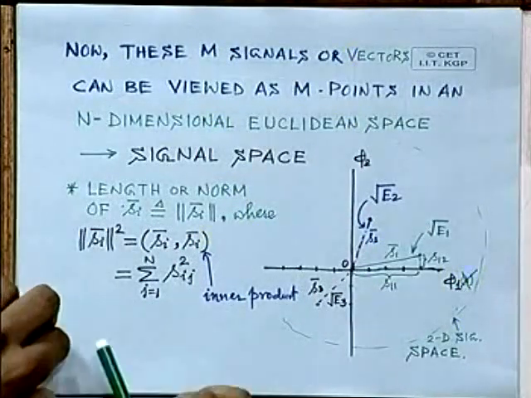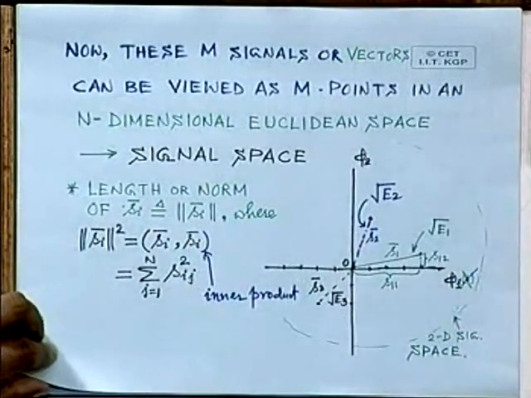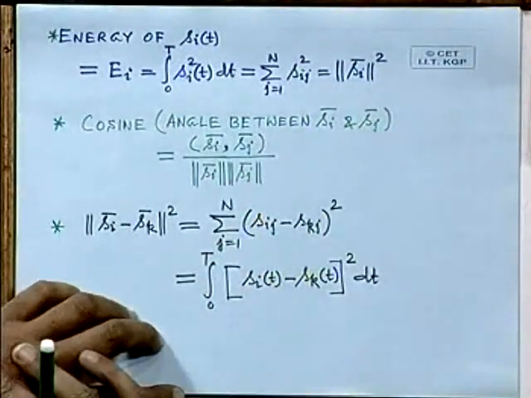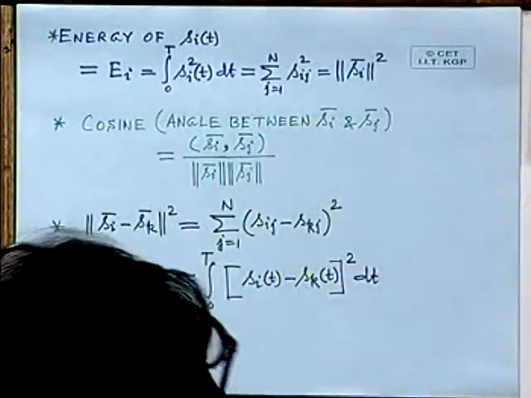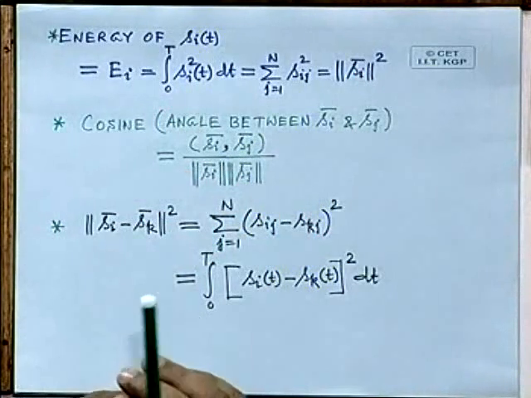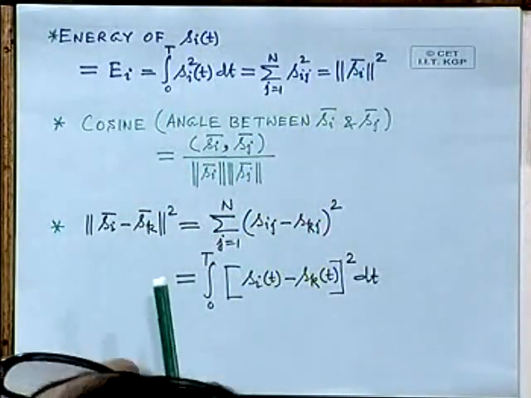And this parameter, the summation of Sij square, is nothing but the energy of the signal Si(t), let me represent it by Ei. In general, it is not necessary that all the energy signals will have the same energy. You have the freedom really. The energy expression in general is the integration of Si square t dt over 0 to T, which again can be shown to be equal to the summation of Sij square, j equal to 1 to n, which is nothing but the squared norm of the corresponding signal vector Si.